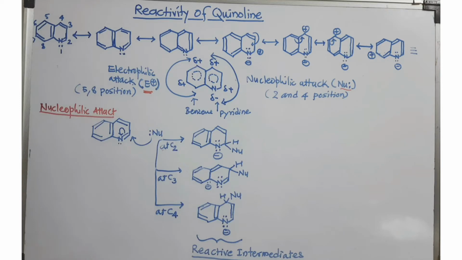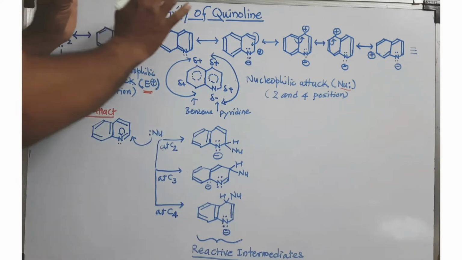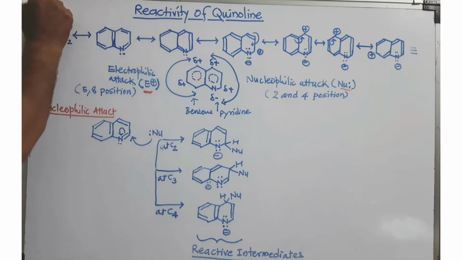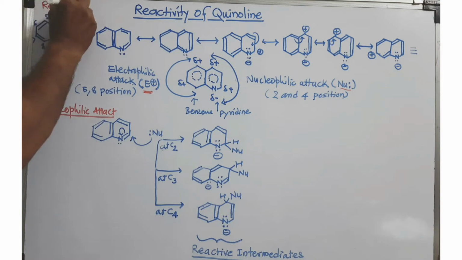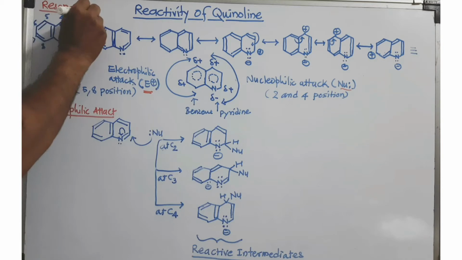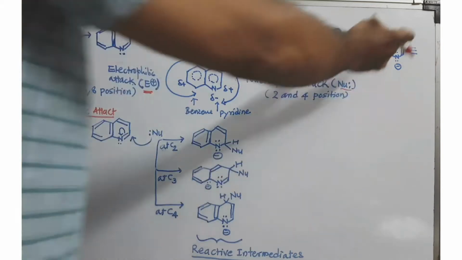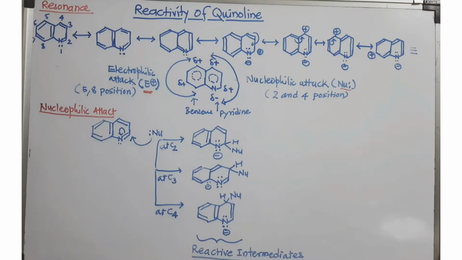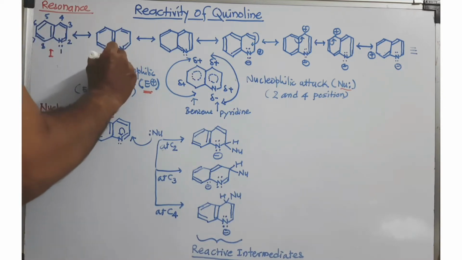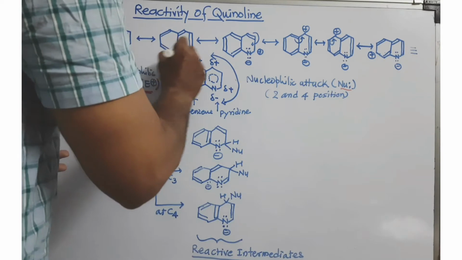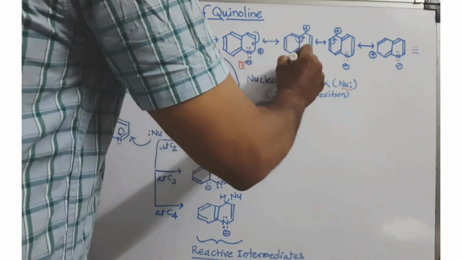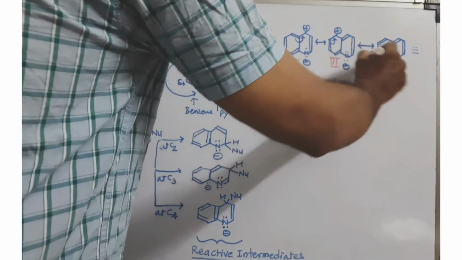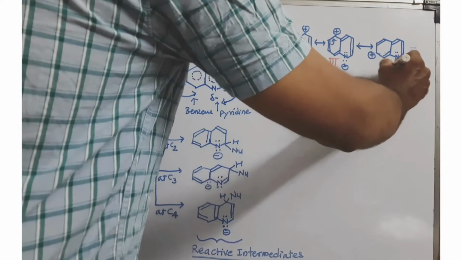Okay, let us start. To discuss the reactivity of quinoline, we have started this topic with resonance. So, you have to draw different resonating structures. I have skipped a few more structures because they are not important, but you have to draw at least 7 resonating structures for the quinoline.